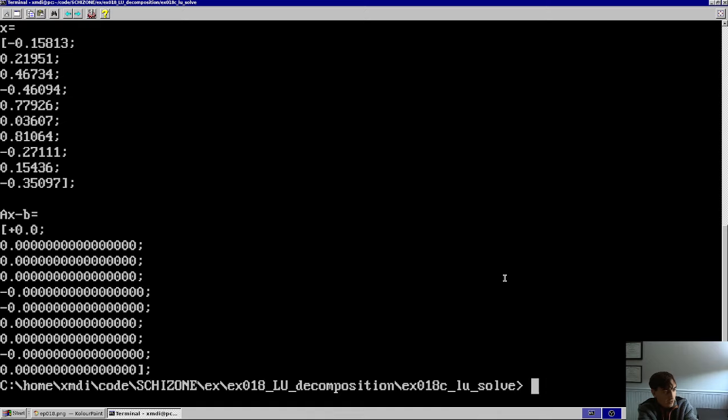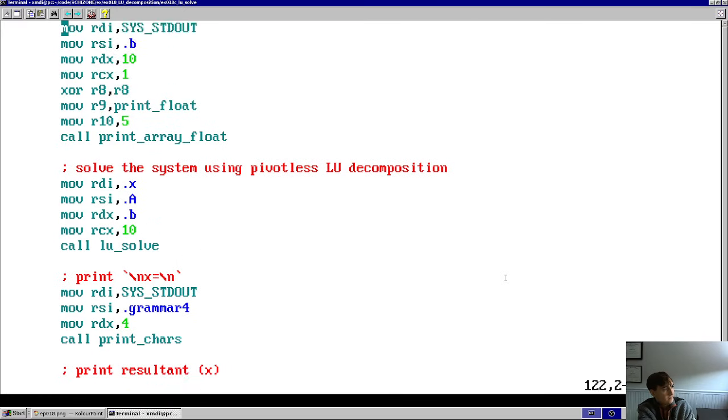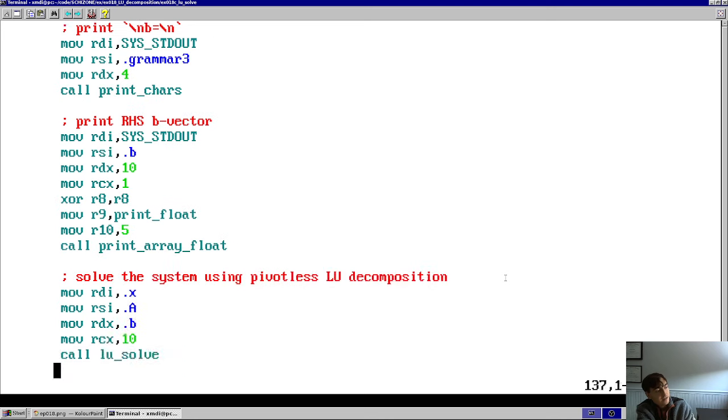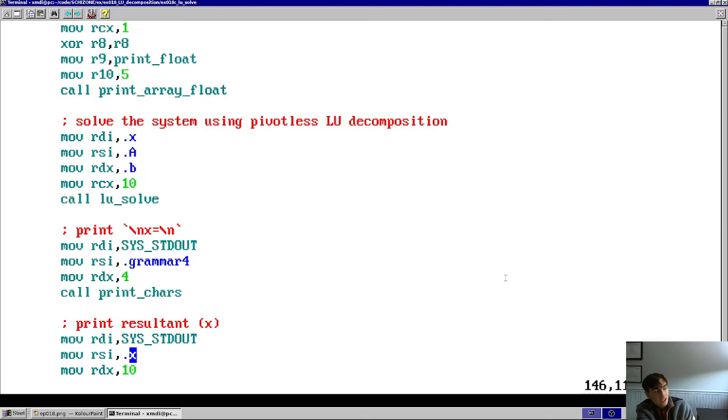So let's see how this worked in the code. The first thing that happens is a bunch of printing, which is nonsense, and then it calls LU solve with the proper inputs. So it has a memory address for the A matrix, a memory address for the B matrix, a memory address destination for the X matrix, and the size of the matrices. You call LU solve, and it now has placed the answer in the destination at RDI.